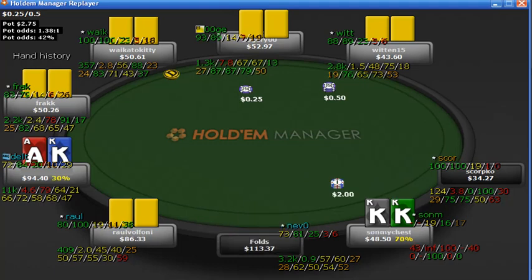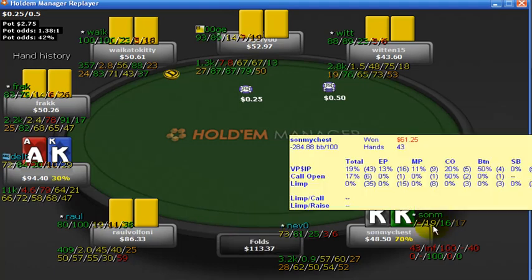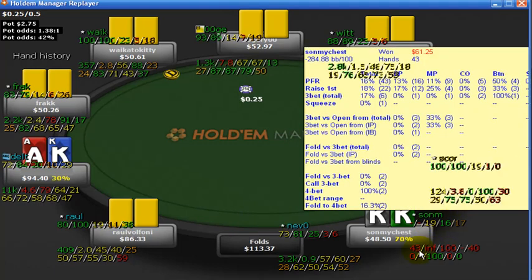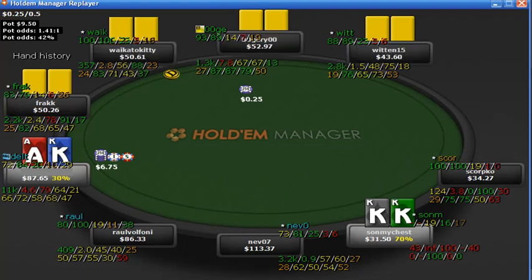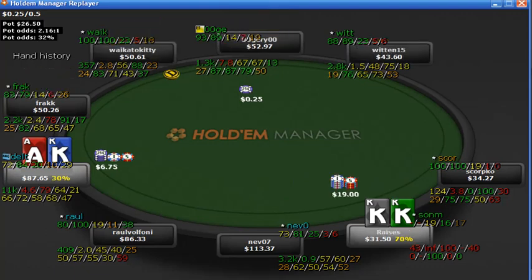Okay, so we get a fold, and the kings, of course, raise it up. And this guy here, VPIP of 19, PFR of 16, even with 43 hands, he's looking to be a pretty solid player, and of course with kings he makes a standard raise to four big blinds. Also indicative of somebody who generally knows what he's doing, and we make a standard 3-bet with our ace-king offsuit in position. And these guys here fold it down.